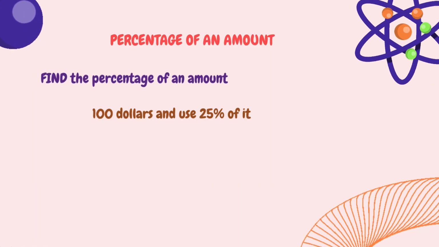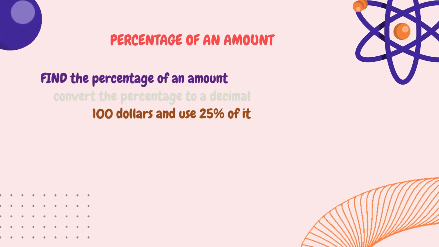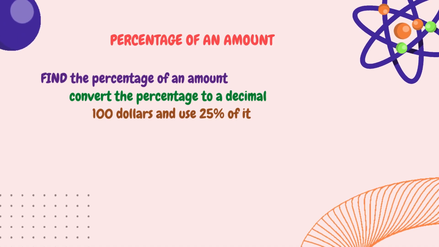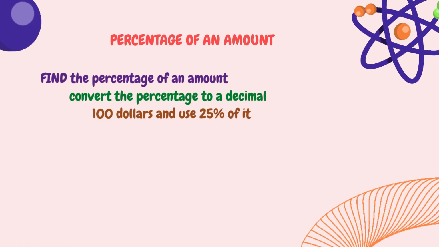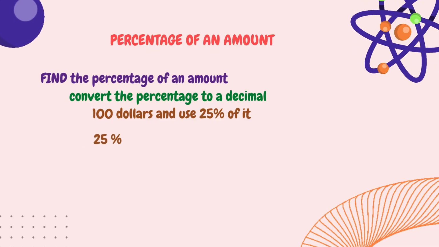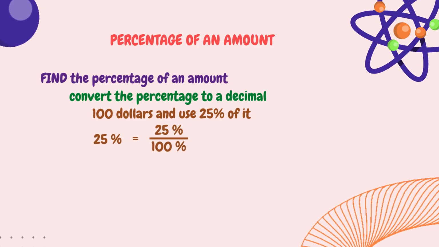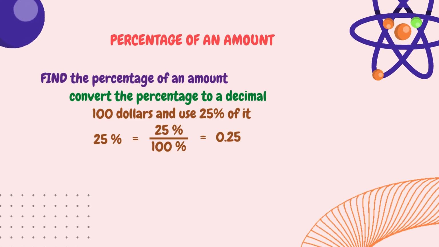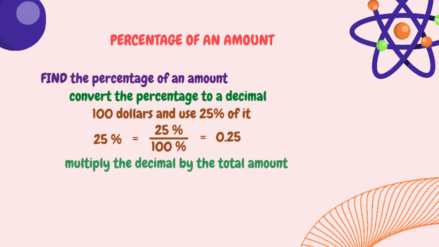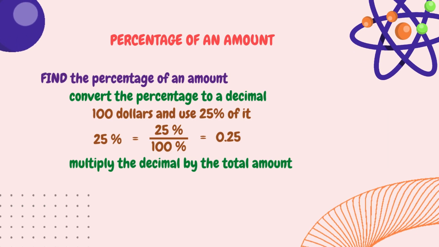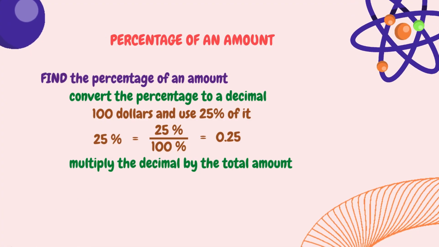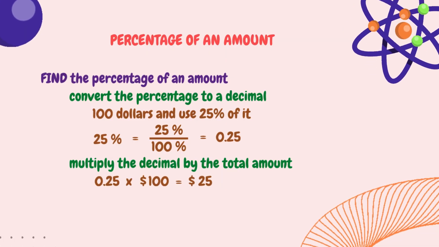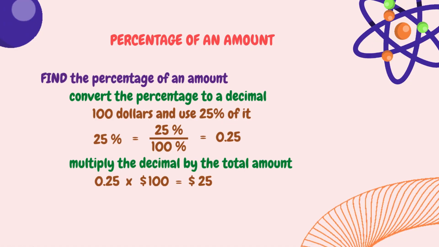To find the percentage of an amount, first, convert the percentage to a decimal. This is done by dividing the percentage by 100. For example, to convert 25% to a decimal, divide 25% by 100%. It becomes 0.25. Then, multiply the decimal by the total amount. This gives the amount that corresponds to the given percentage. In our example, 0.25 times 100 is equal to $25.